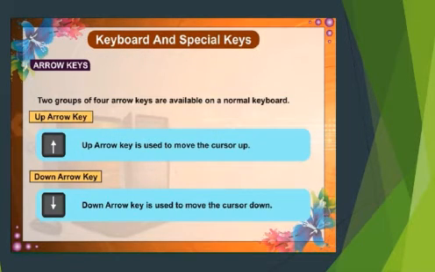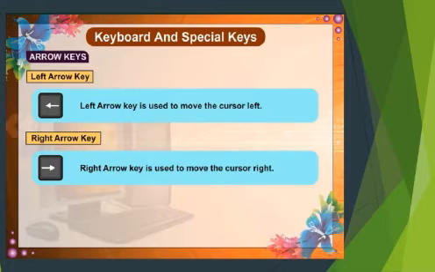Arrow key. The group of four arrow keys is available on the normal keyboard. That is up arrow key and down arrow key. Up arrow key is used to move the cursor up, and down arrow key is used to move the cursor down. Next is left arrow key. Left arrow key is used to move the cursor to the left side. Right arrow key is used to move the cursor to the right side.